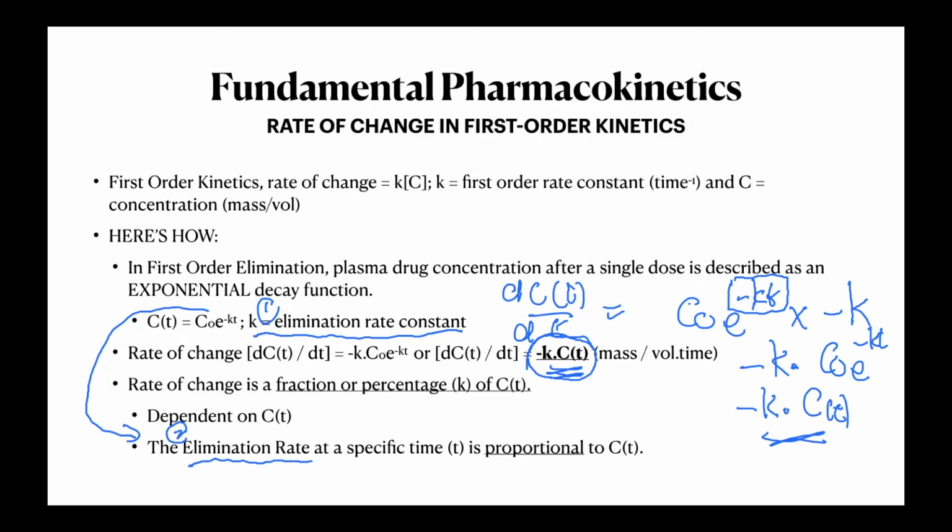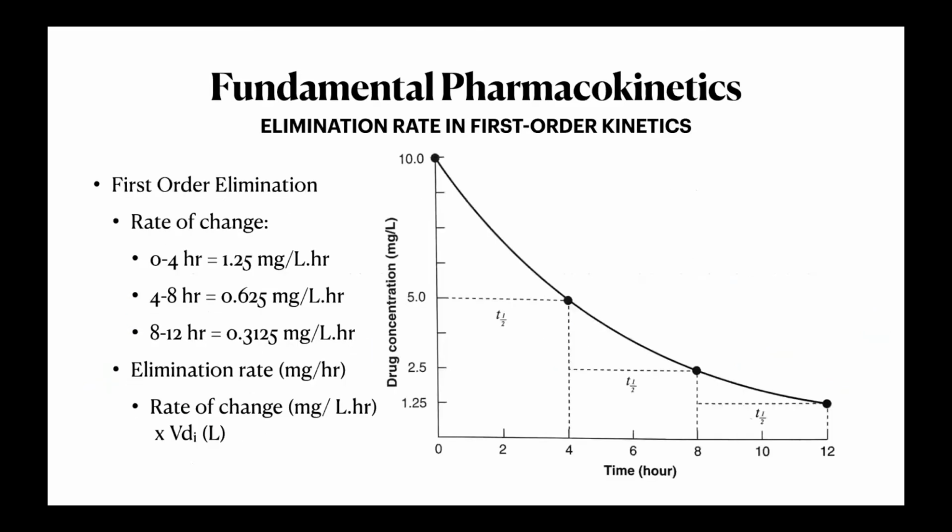Now, let's go back to that slide again and review this. Looking at this slide, when we look at the first 4 hours, where the concentration of a drug goes from 10 to 5, and again, we're saying that the volume of distribution here is 1 liter, just to make the maths easy, the average rate of change in the first 4 hours is 5 divided by 4. So that's 1.25 milligrams per liter per hour.